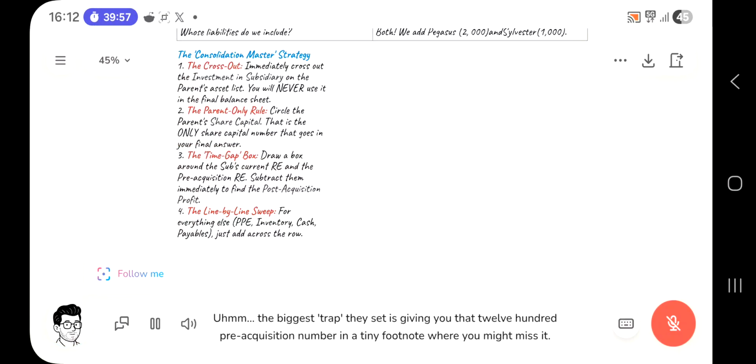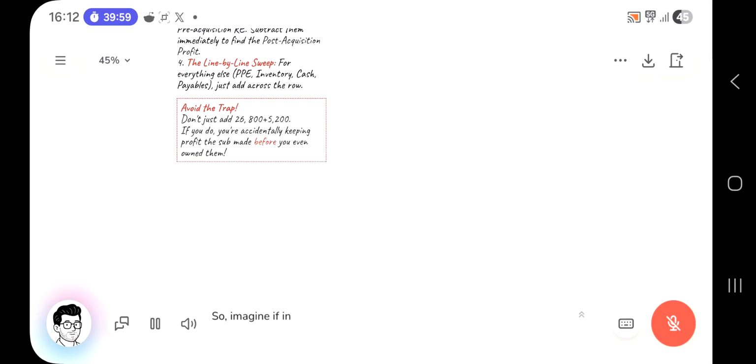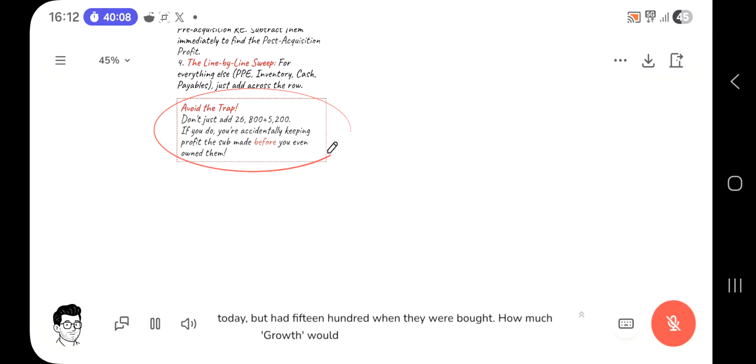So, imagine if in a new problem, the sub had 6,000 in earnings today, but had 1,500 when they were bought. How much growth would you add to the parent's earnings? Boom. You've got it. 6,000 minus 1,500 is 4,500. You're officially a consolidation pro.